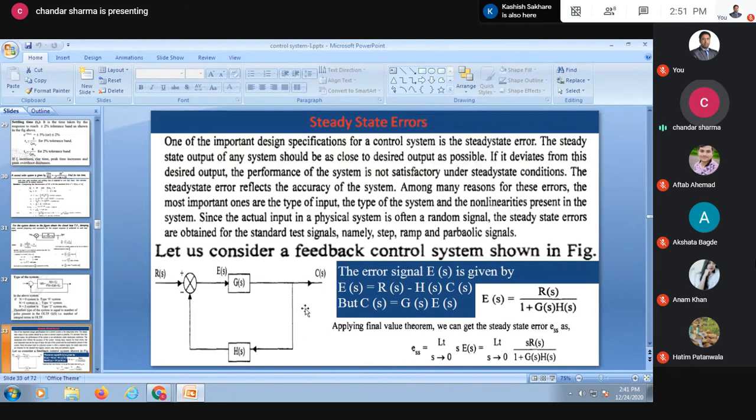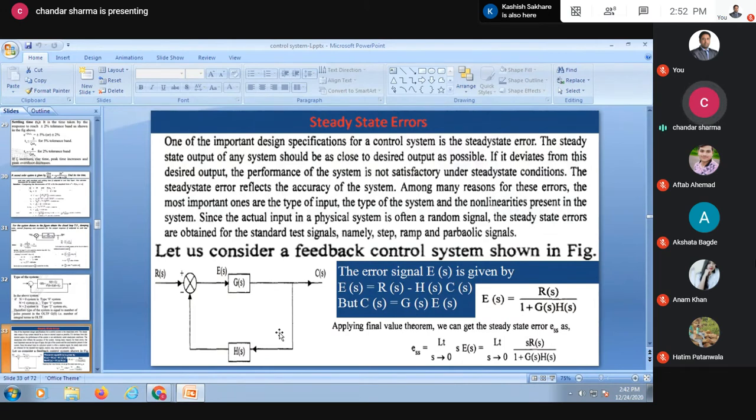Then the new term is steady state errors. You all know one of the important design specifications for a control system is the steady state error. The steady state output of any system should be as close to a desired output as possible. If I give a system an input of unit step, then my output should be 1, or close to 1. And the difference between 1 and that output is nothing but the steady state error.